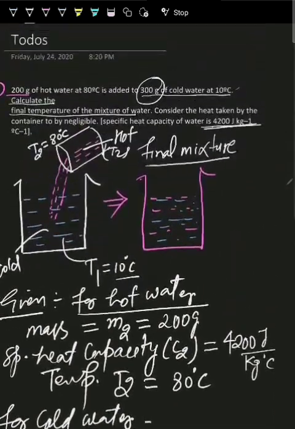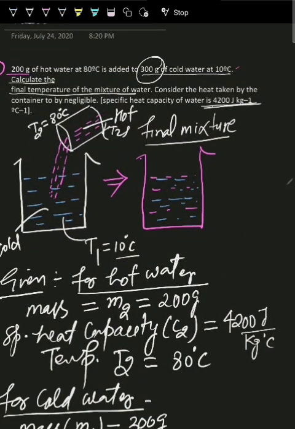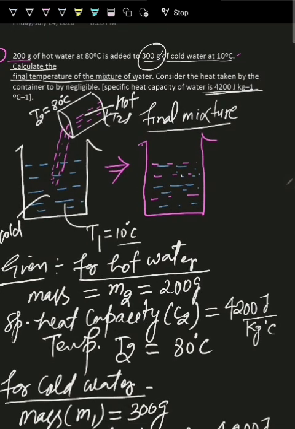Now in the question we have to find the final temperature of the mixture. When we mix these two liquids together, hot and cold water, this one is our final mixture. What will happen? When we mix this hot liquid to this cold liquid, there is transfer of heat from the hot water to this cold water, and this transfer of heat will take place until they attain the same temperature. That temperature is our final mixture temperature, and let's say they attain a temperature T. So T is the final temperature of the mixture.